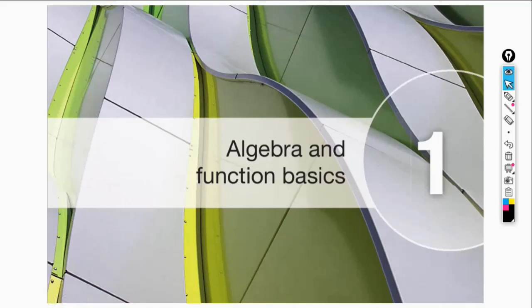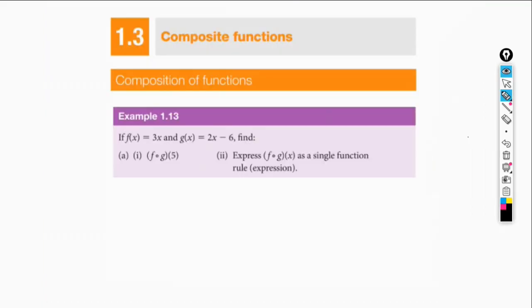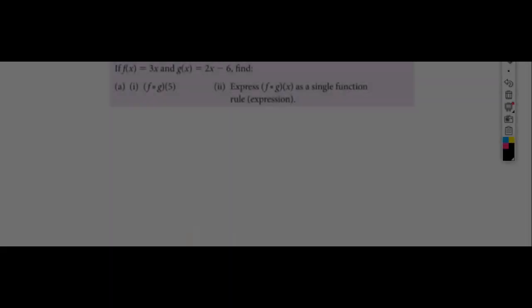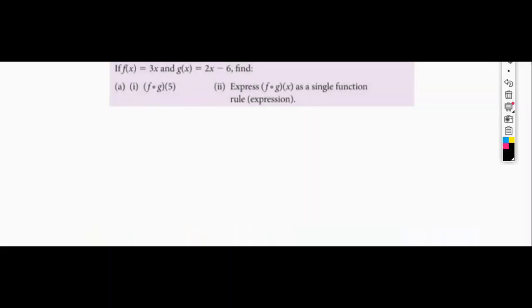Hi everybody. So in this video we're going to continue with chapter 1, Algebra and Function Basics, specifically with section 1.3, Composite Functions. We are going to start by doing example 1.13. It says, if f of x equals 3x and g of x is equal to 2x minus 6, find part A, f of g of 5.